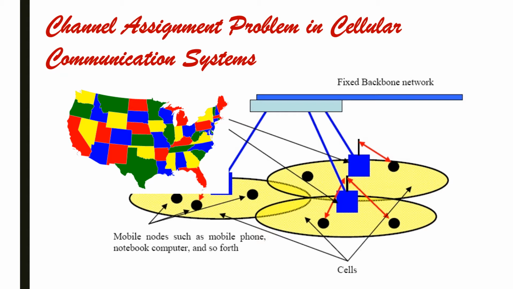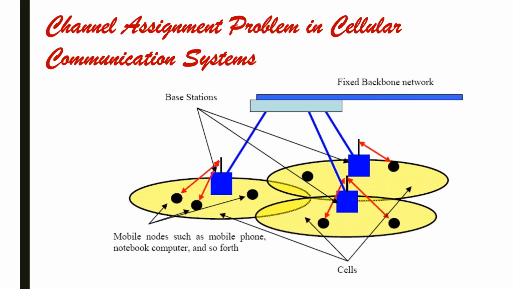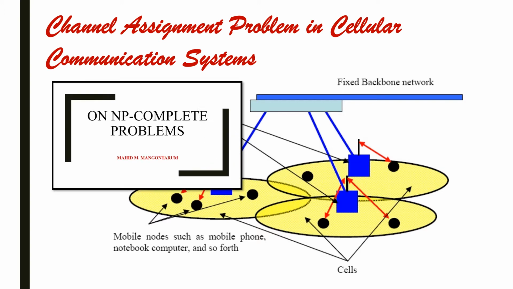In an earlier paper, Sengoku and others noted that the channel assignment problem is equivalent to the node coloring problem. Apparently, the problem of finding an optimal channel assignment in cellular mobile communication systems can be modeled as a problem of coloring the nodes of a graph. From our previous discussions, this is an example of an NP-complete problem. Hence, we cannot expect the problem to be solved efficiently because of its NP-completeness.